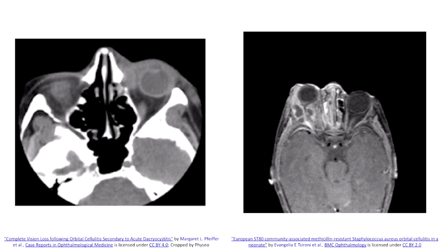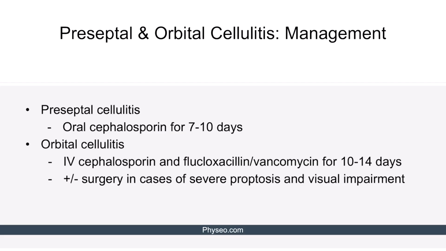On the left image, you see the soft tissue inflammation anteriorly to the eyeball that is consistent with the preseptal cellulitis. On the right image, you can see the soft tissue inflammation posteriorly to the eyeball that is consistent with orbital cellulitis. Let's talk about management now.